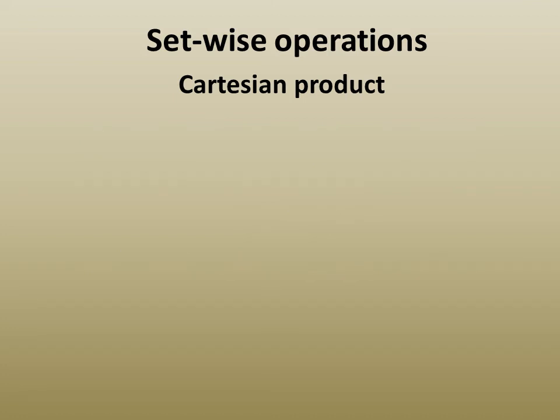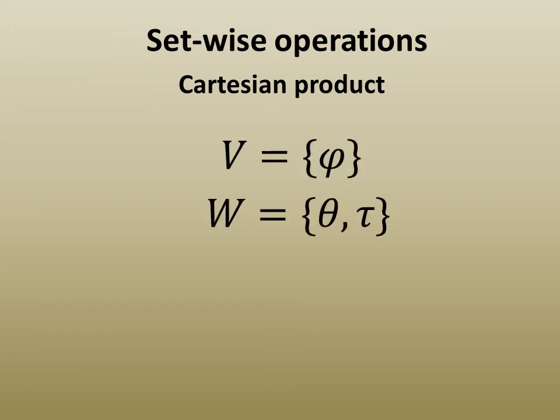As another example, the Cartesian product of this singleton V with this doubleton W is this set.